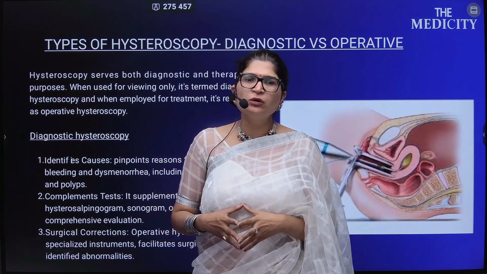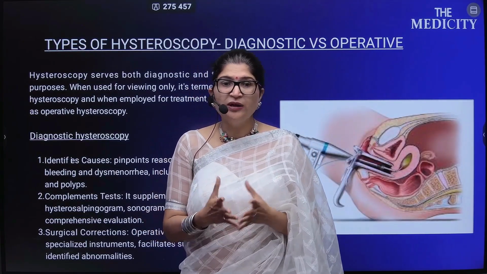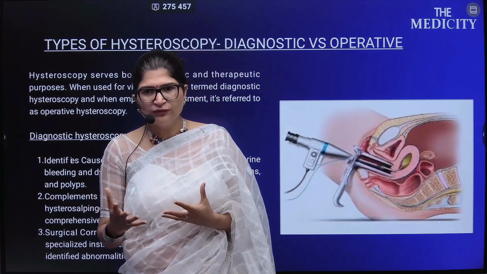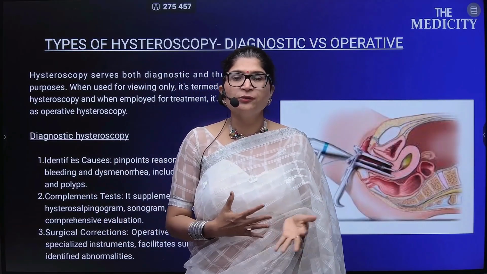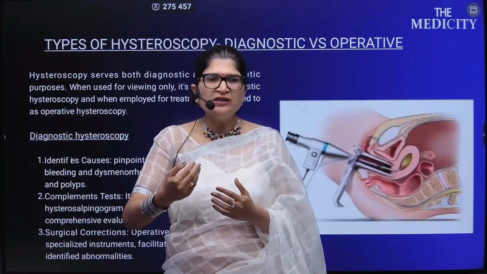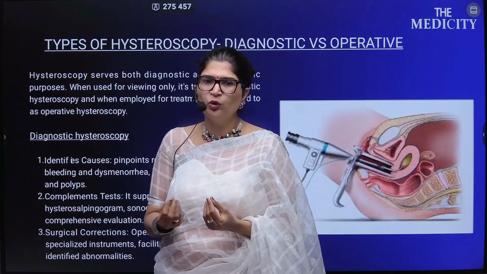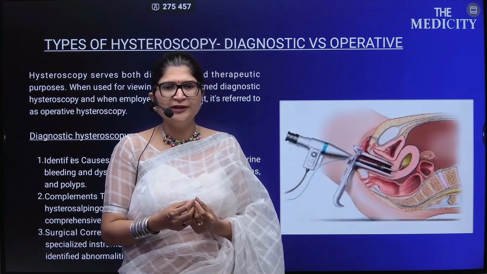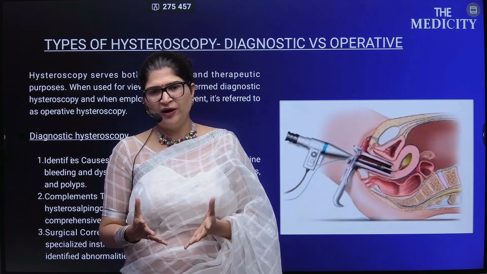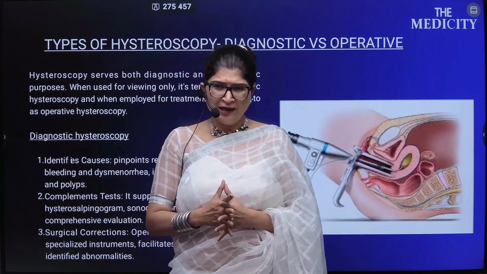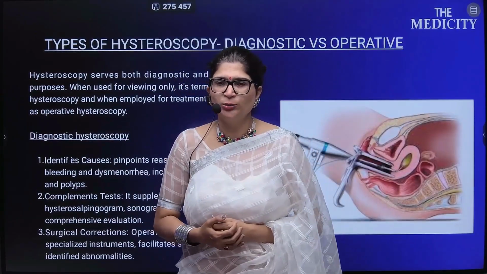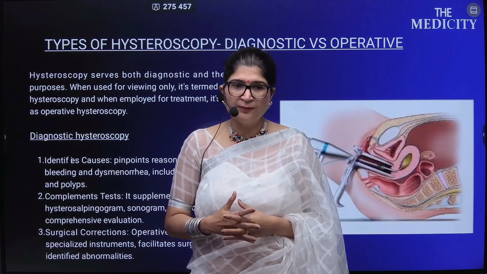When used for viewing only, it is termed diagnostic. When we do it for some kind of treatment, it is known as operative or therapeutic hysteroscopy. When we say diagnostic hysteroscopy, we identify the causes. It pinpoints the reason for abnormal uterine bleeding, dysmenorrhea, may it be fibroid, polyp, or adhesion. You are directly visualizing the endometrial cavity for its pathological appearance.